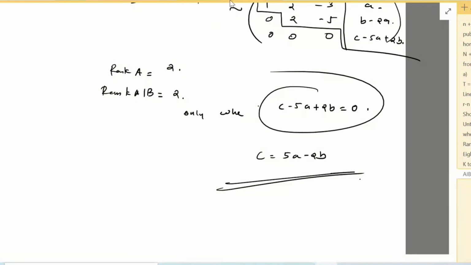Okay, then we can start the next section in the next class. The next section is eigenvalues and eigenvectors.